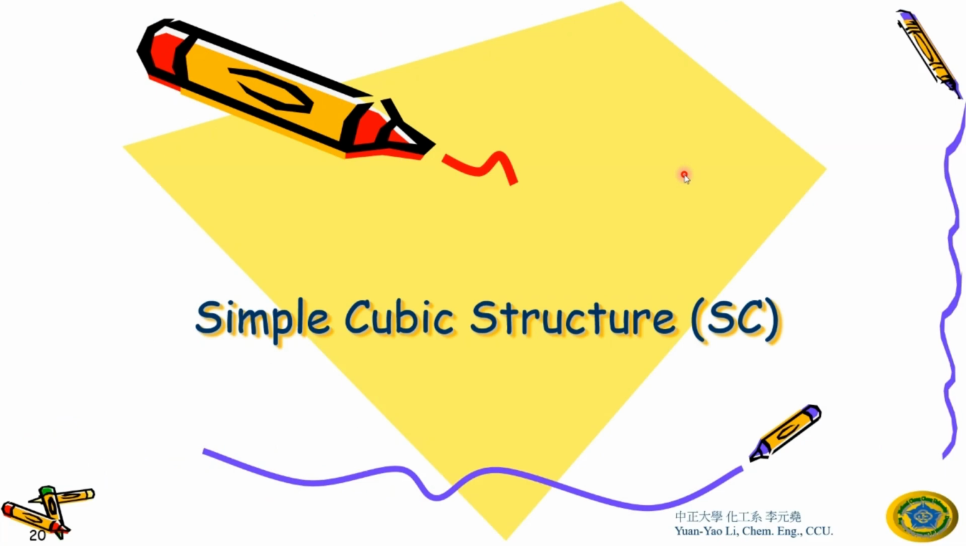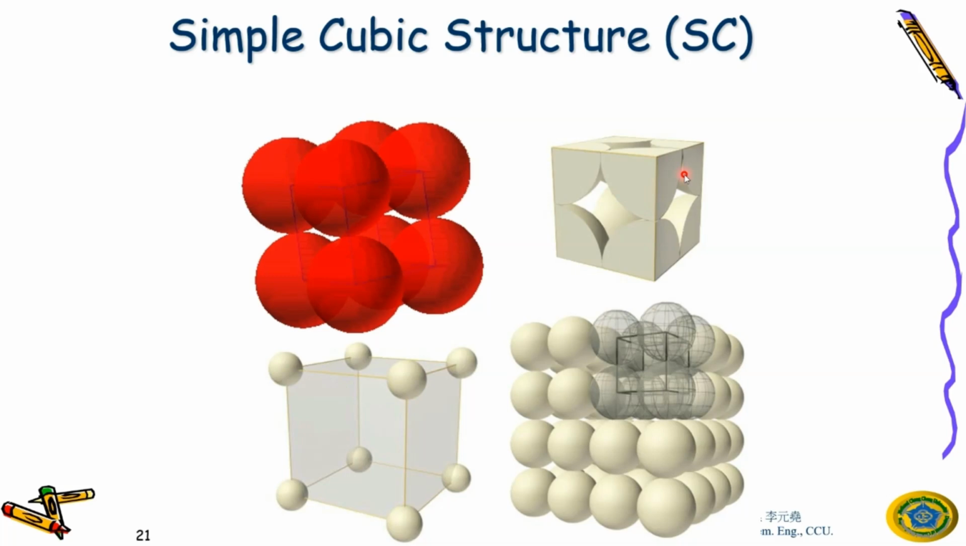So the first example is called simple cubic structure. So you have a cubic structure like this, and you put 8 atoms in the corners of this unit cell. And this is what we call simple cubic structure. This is the hard sphere model. This is the reduced sphere model, right? And if you want to show the real unit cell, it looks like this. And this is the lattice. You repeat this unit cell in 3 dimensions.